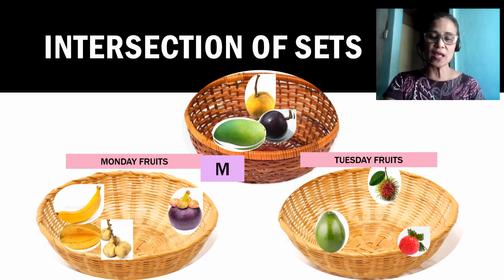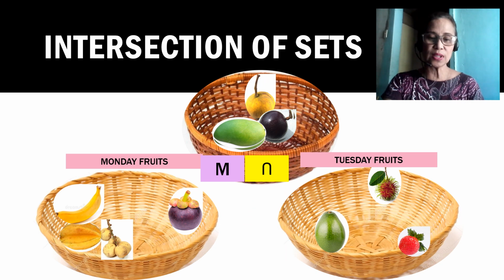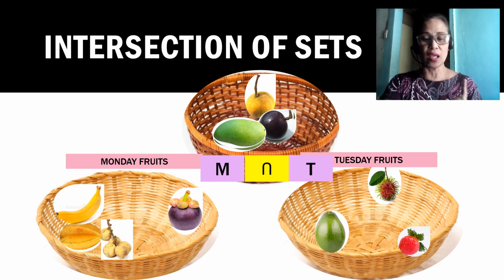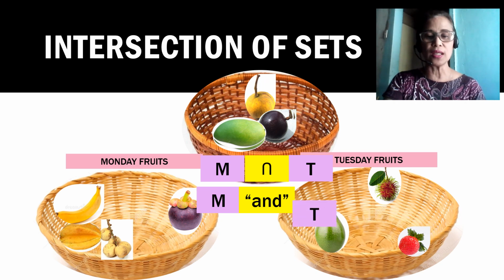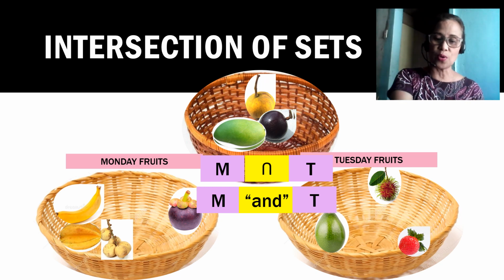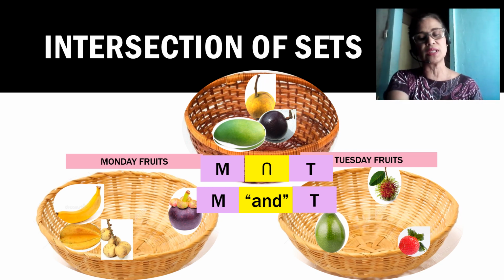So we can write this as M intersects T, or M intersection T. M stands for set A, or your Monday fruits, and T stands for the Tuesday fruits. Or another way of saying this is M and T, for Monday fruits and Tuesday fruits. So these are the common fruits, or the common elements taken from set A and set B, meaning they're both in set A and set B.